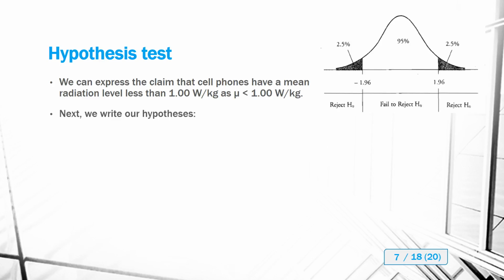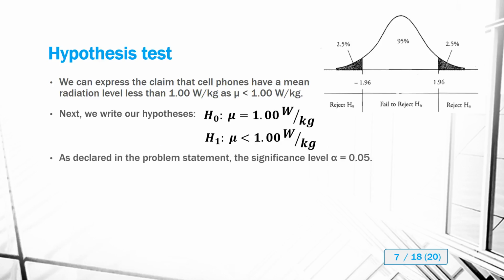Next, we write out our hypotheses. The null hypothesis is going to be mu equals 1, and the alternative hypothesis is going to be mu is less than 1. Because our alternative hypothesis is using the less than sign, we have a left-tailed test. Remember, the inequality sign is like an arrowhead pointing toward the direction of the tail that we're using in our hypothesis test. So this is a left-tailed test because this is pointing to the left. Therefore, we have a left-tailed test for our hypothesis test.